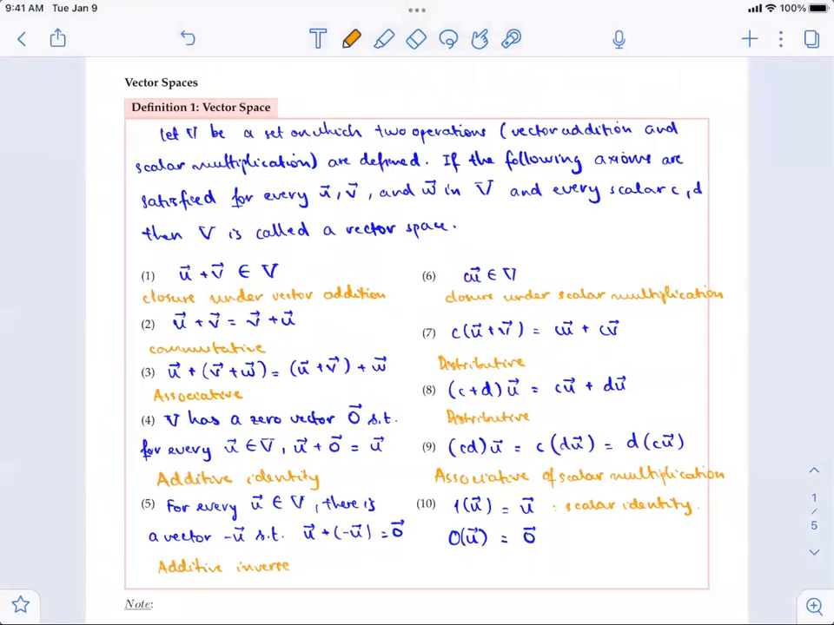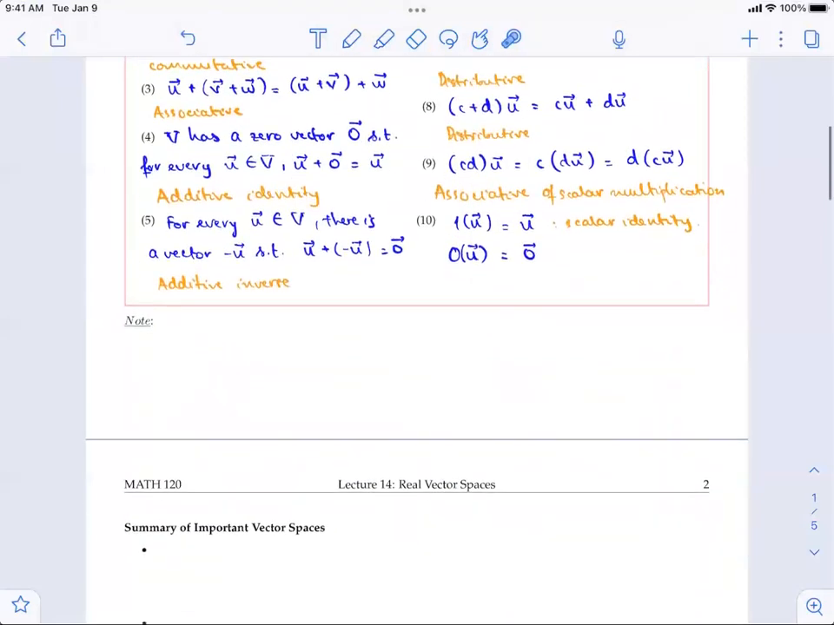We include these 10 properties in the definition because now we are given a set, and we are not quite sure if the set is a vector space or not. To check that, you need two operations, vector addition and scalar multiplication. Now you have a set of vectors, a set of scalars, and two operations. You have to check all the properties given here, so the 10 properties need to be satisfied. If these 10 properties are satisfied, then you say that the set is a vector space.